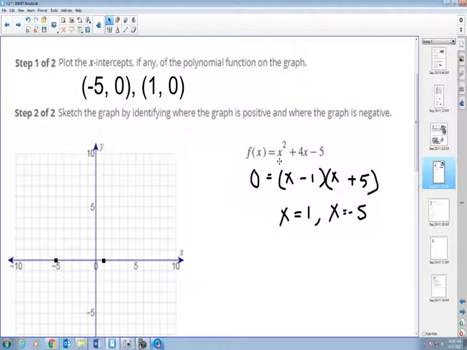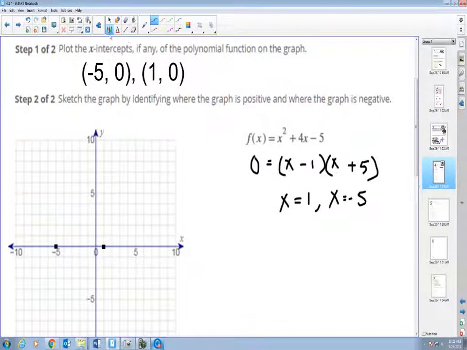Now I know that this is a parabola. This is going to be a U opening up because it's a positive coefficient. So thinking in terms of even and odd function, the exponents of my factors are both 1. So I know that my graph will cross over at both of these x-intercepts. Degree is even, positive leading coefficient, so the right side goes up, and the left side goes up too.